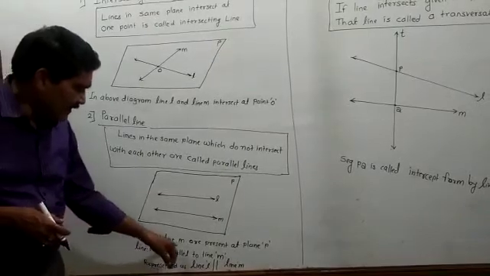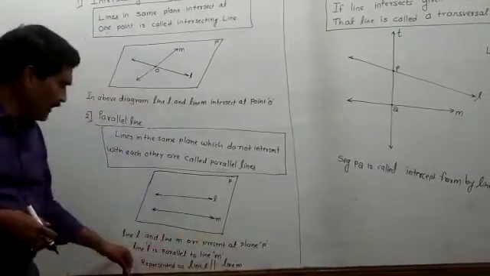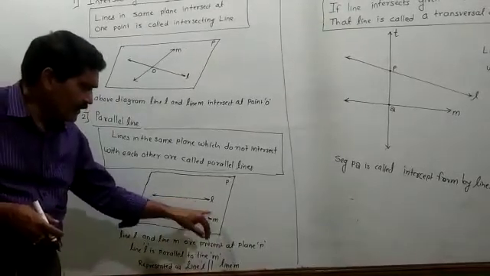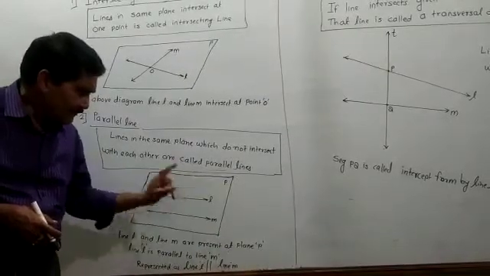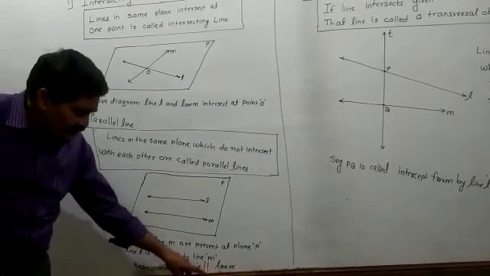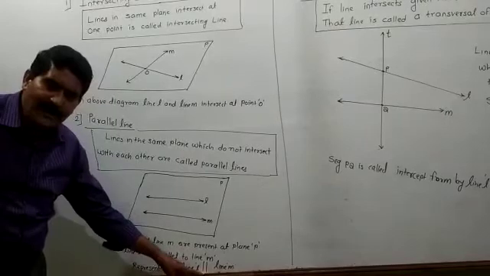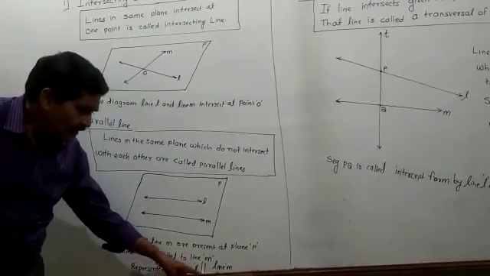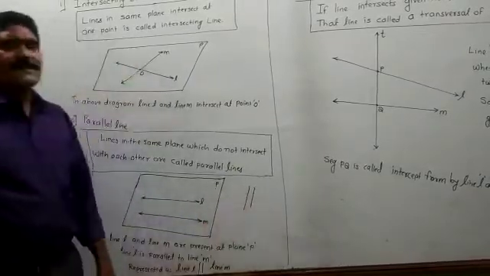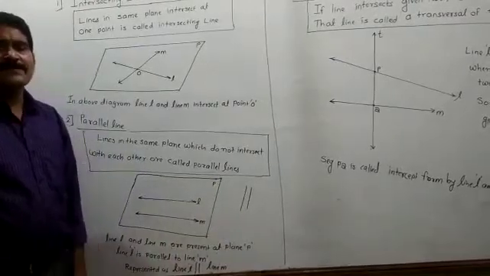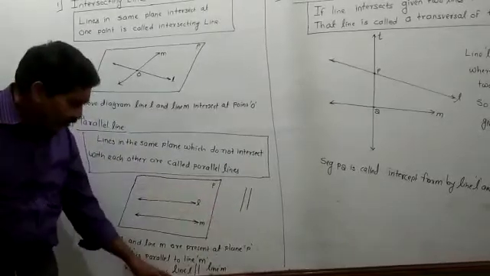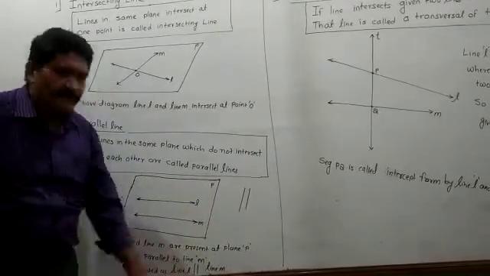Line L and line M are present in the plane P, and line L is parallel to line M. Symbolically you will represent this as L, followed by two vertical lines. These two vertical lines are called the symbol of parallel. And how do we read it? Line L is parallel to line M, like this. While representing parallel lines, you have to draw these two vertical lines, and this is the symbol of parallel lines. How do you read it? Line L is parallel to line M.